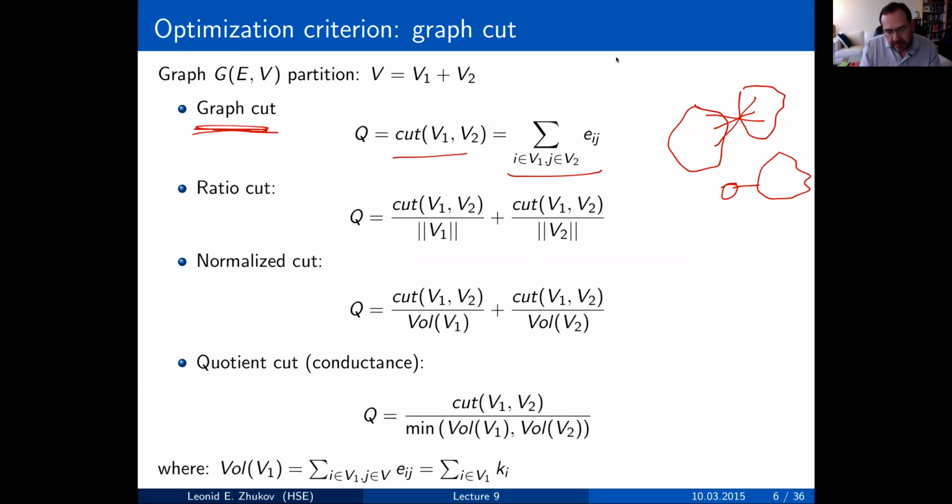Okay. Now, there are ways to fix this. Well, one way one can think of is what's called ratio cut, where we take the size of the cut and normalize, divide by the size of each of the sets, each of the parts. And this is the number of nodes in the partition. So it seems very reasonable. Unfortunately, though it does help, it doesn't help a lot. This is not a powerful enough normalization to actually prevent cutting out small pieces. So it might help to get rid of this situation, but still we'll be getting very unbalanced partitions.